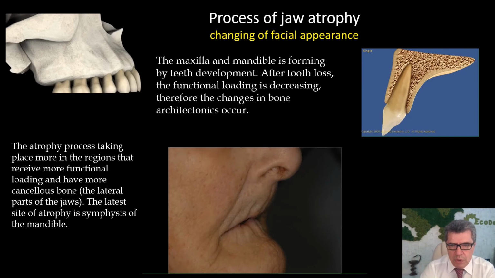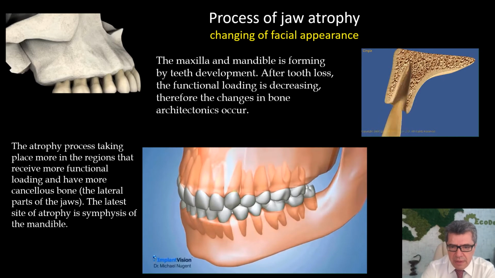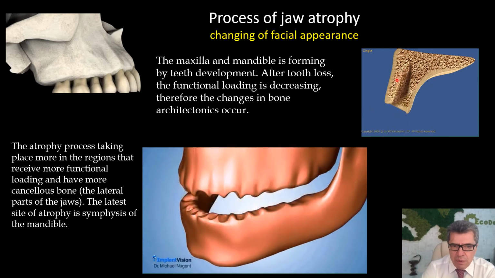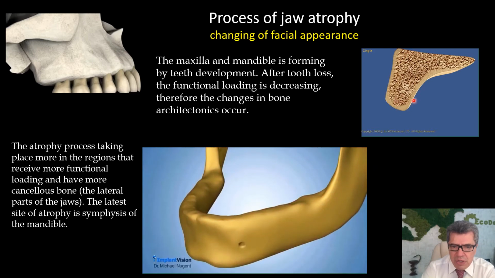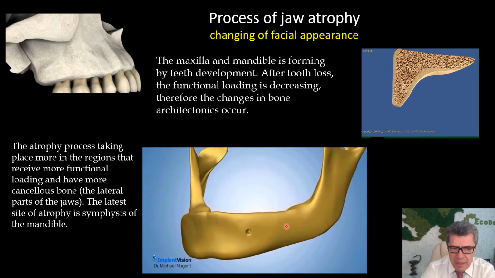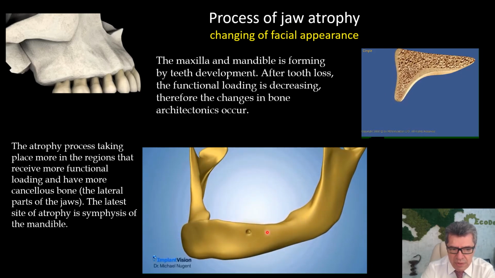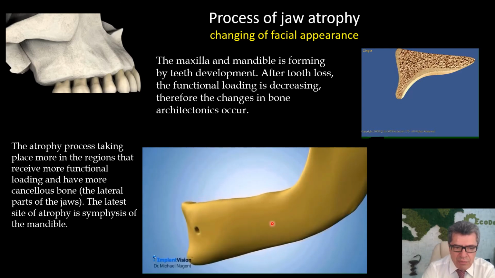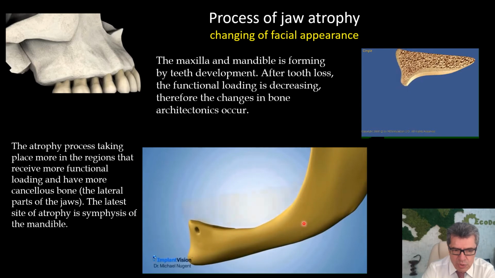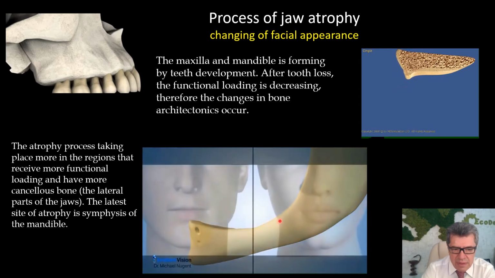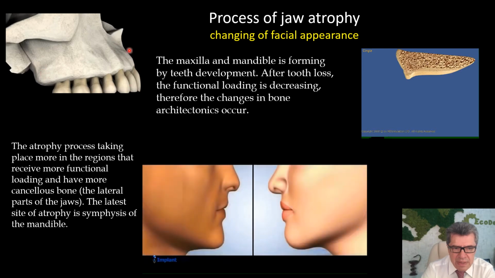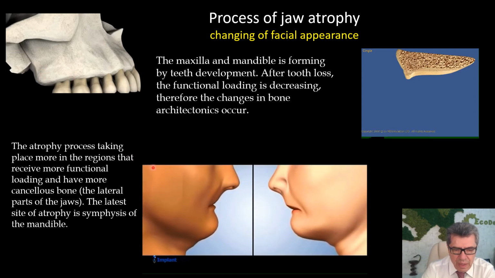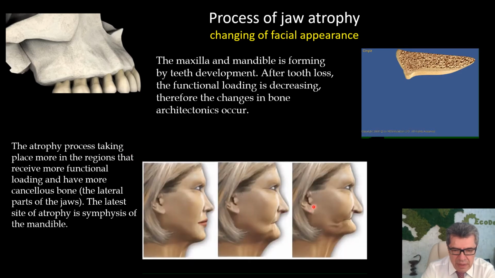Now I will show you the process of jaw atrophy and the changing of facial appearance. As you know, the maxilla and mandible are formed by tooth development. After tooth loss, the functional loading decreases. Therefore, changes in the bone architectonics occur. The atrophy process takes place more in the regions that receive more functional loading and have more cancellous bone, the lateral parts of the jaws. The last site of atrophy is the symphysis of the mandible. In the maxilla, you can see the same process, and finally you will see the change in the facial appearance.